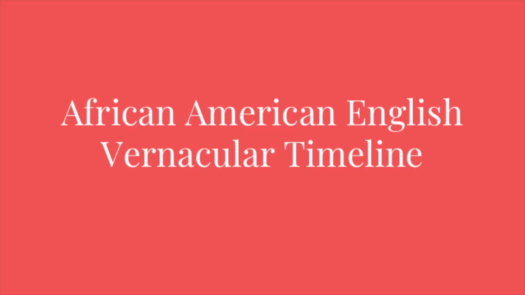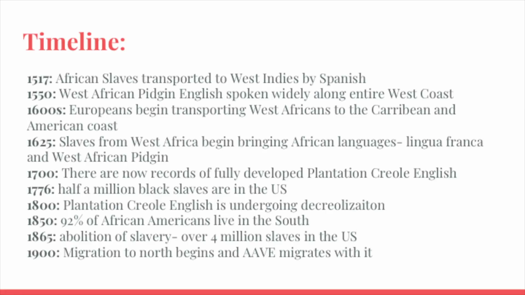This is a timeline of the origins and evolution of the African American vernacular. In 1517, African slaves were transported to the West Indies by the Spanish. In 1550, West African Pidgin English was spoken widely across the entire West Coast. In the early 17th century, European ships began transporting West Africans to the Caribbean and American coasts. After 1625, slaves from West Africa began bringing African languages, lingua francas, and West African Pidgin.